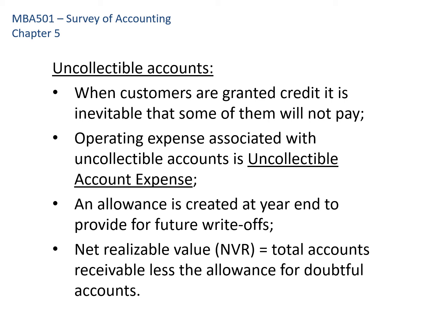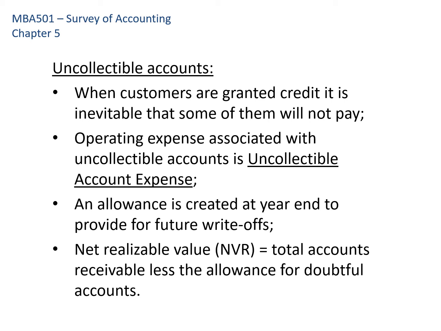And the key thing here is we want to match that expense with the period in which we recognize the sale to the best extent possible. We do that by creating an allowance at year-end, an allowance for doubtful accounts that gives us a provision for future write-offs. So if I make 10 sales this year, and each of the sales is $10,000.